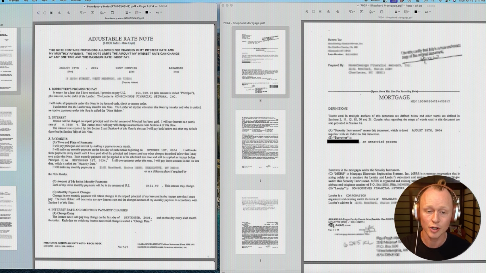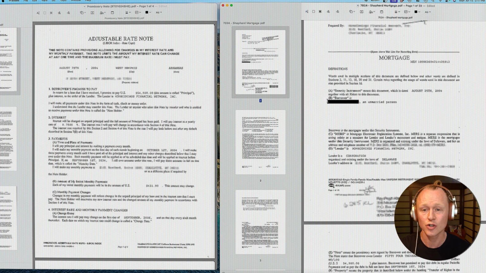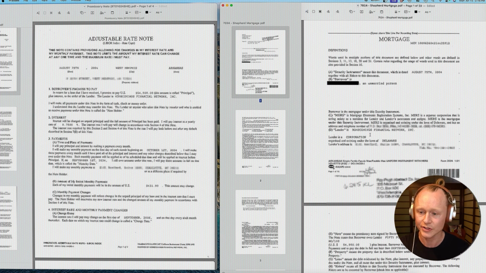The other most important piece, because the promissory note or adjustable rate note in this case just details the terms of repayment, is the mortgage, which details what will happen if these terms are not met by the borrower, because the mortgage secures the note to a property so that if it is unpaid, the lender can foreclose.